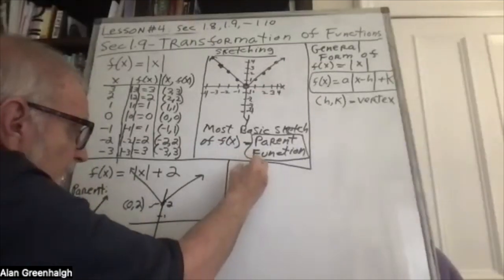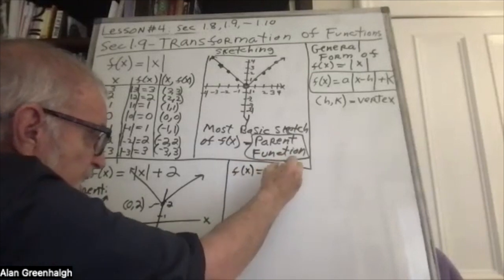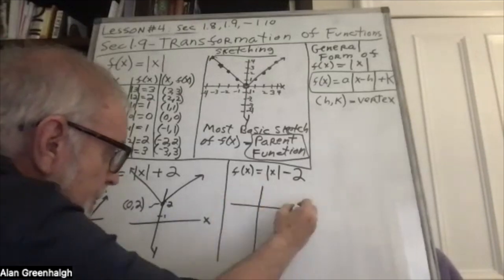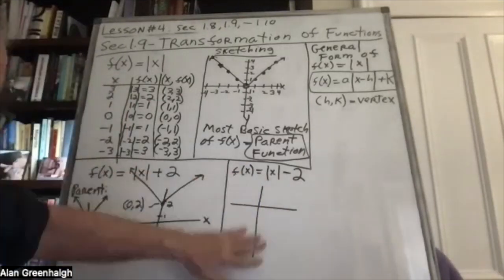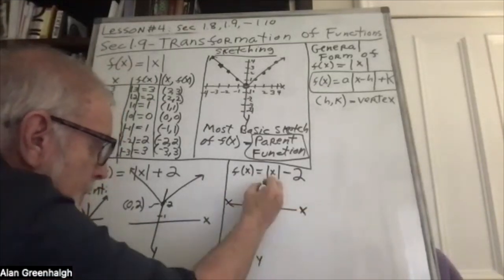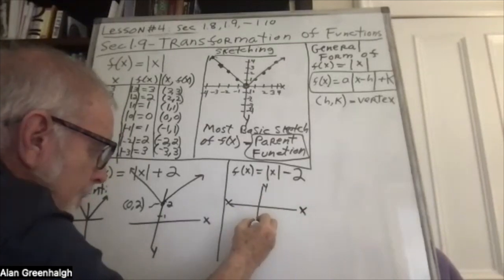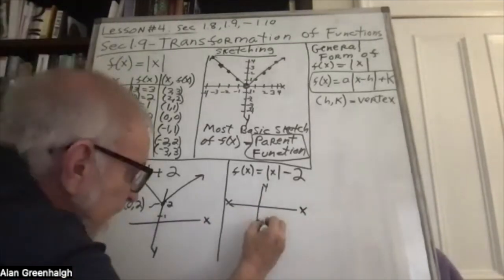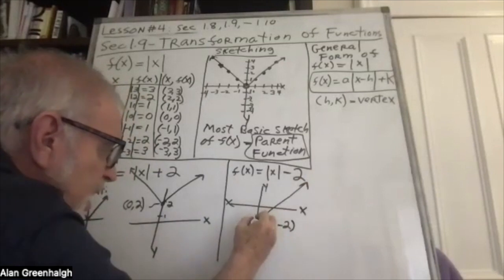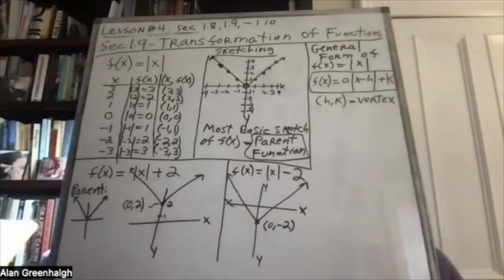f of x equals the absolute value of x minus 2. That will mean, and notice I modify the axes accordingly, so that the vertex is now at 0, -2, and that's where it's going to start and go up in that direction. So this 2 has the effect of raising and lowering the graph.